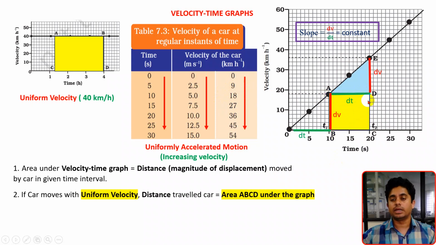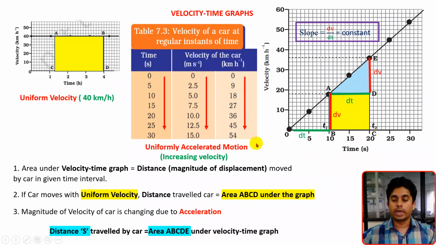So this is the rectangle ABCD, and the same thing is written here. Whether it is this rectangular area or that one, the meaning is the same: there the car travels with 40 km per hour, and here for the journey from A to D, the car travels with a uniform velocity of 18 km per hour. But actually, our journey is from point A to point E, corresponding to time t1 and t2, or the time interval t2 minus t1.